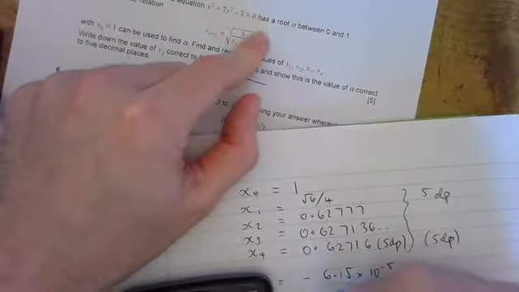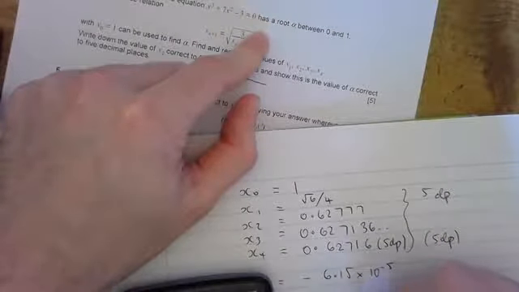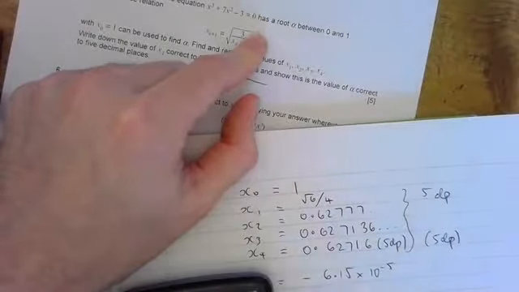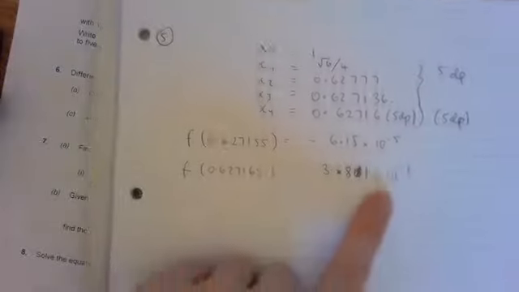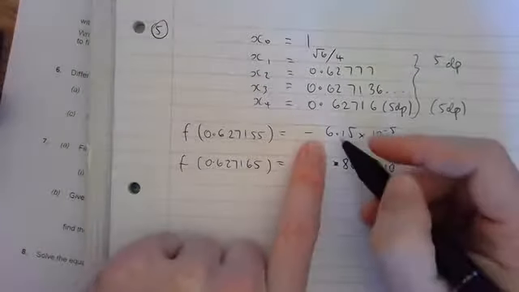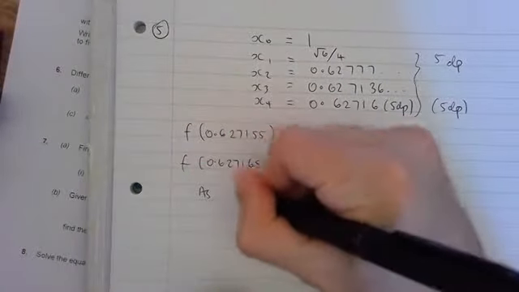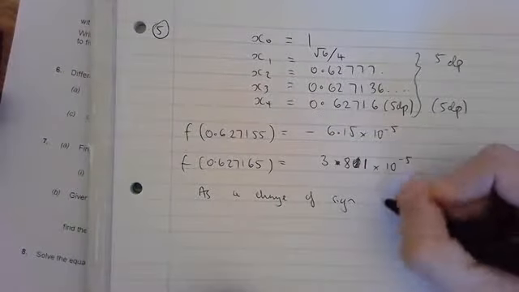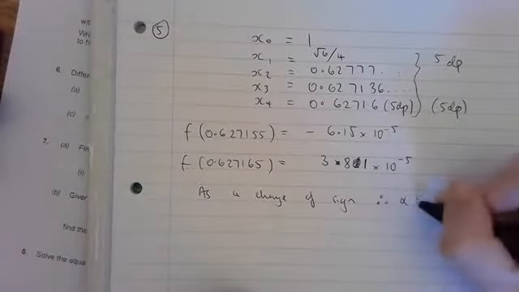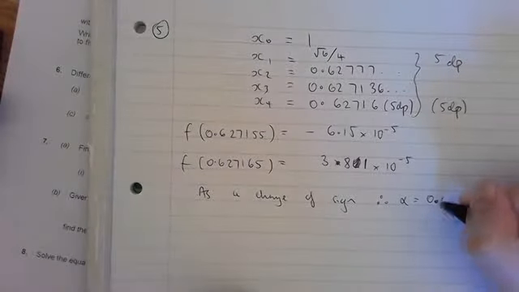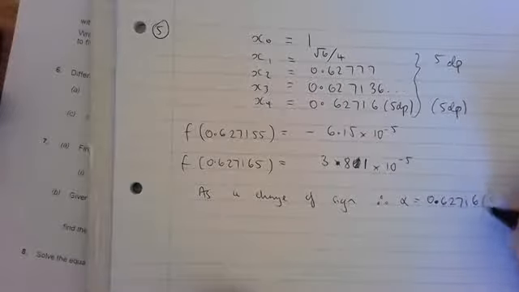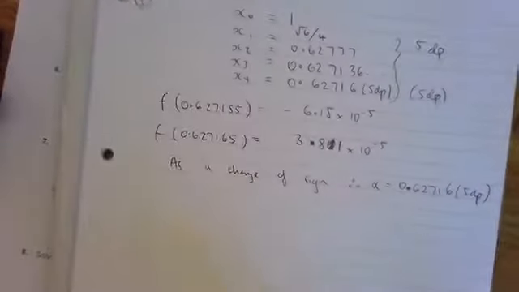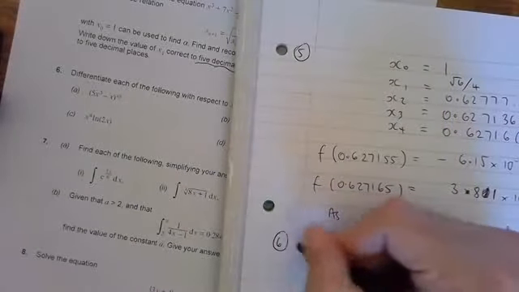And then look, it's gone positive, so that's not 3.81 times 10 to the minus 5. But it's not that minus that we care about, it doesn't matter. It's this minus here, minus then plus. So all you say is that as a change of sign, therefore alpha equals 0.62716 to 5 dp. Okay, that's like 5 marks. It's a lot of marks.